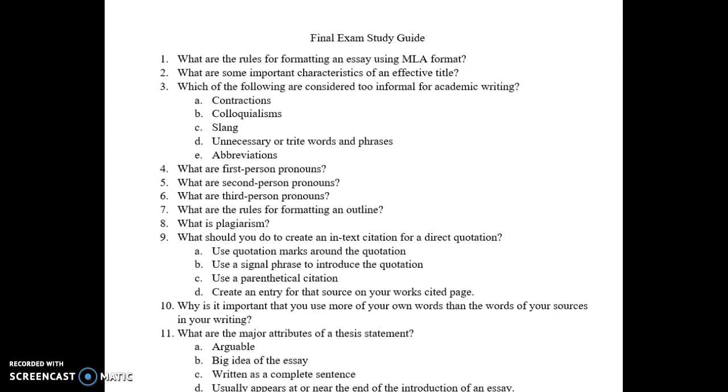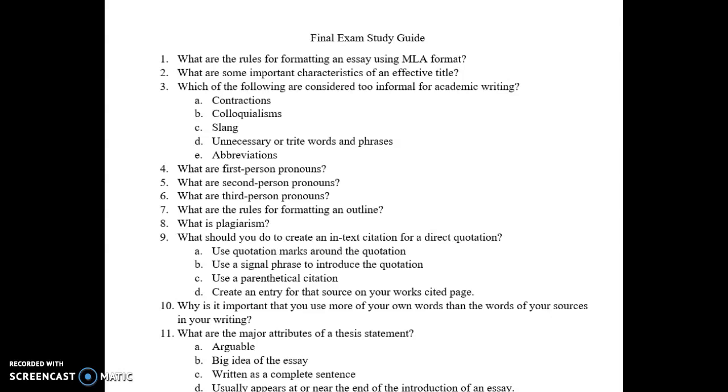So this is your final exam study guide. So we will just review some of the basics that you need to know to do well on the final exam multiple choice question section. You will also be having an impromptu essay on the final exam.